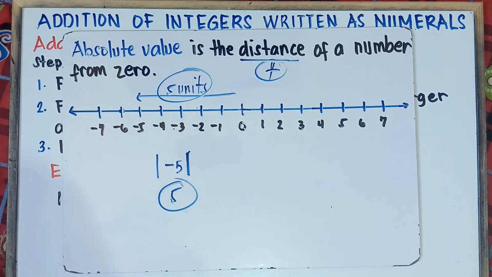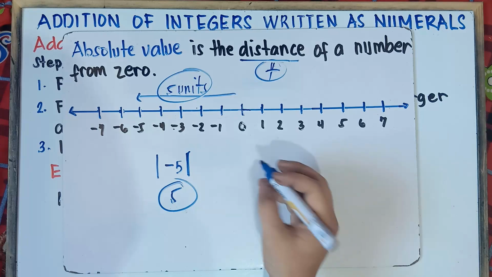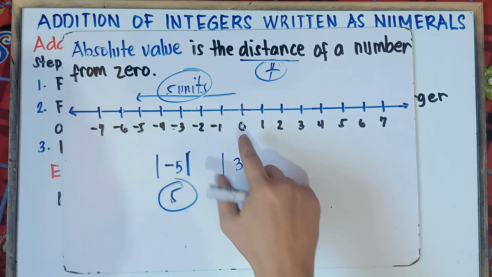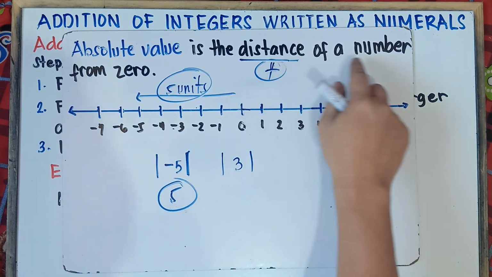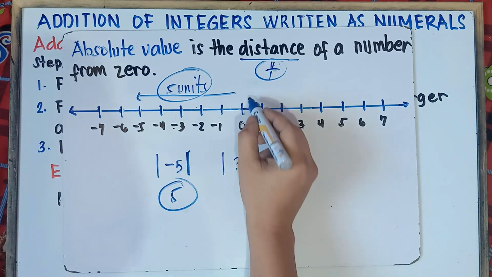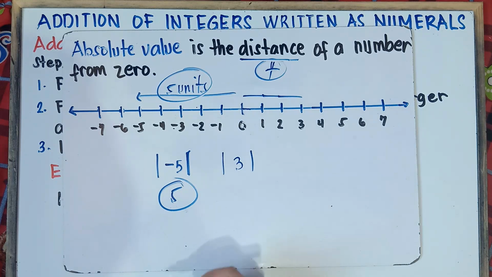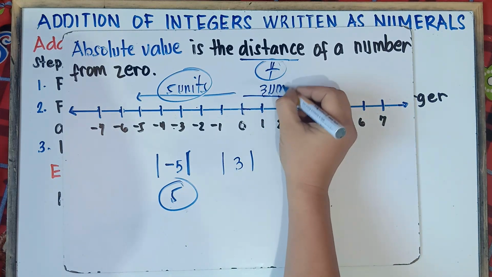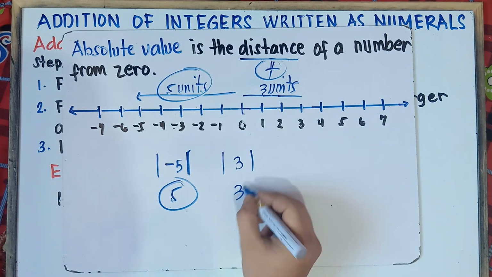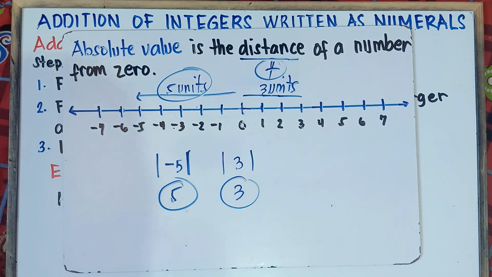Let me give you another example. What if I say, what is the absolute value of positive 3? Once again, it is the distance of a number from 0. So 0 to positive 3, what would be the distance? 1, 2, 3. Therefore, the distance is 3 units. Therefore, the absolute value of 3, the answer is positive 3. So that's the thing there, class, with regards to absolute value: the distance of a number from 0, and the answer is always positive.